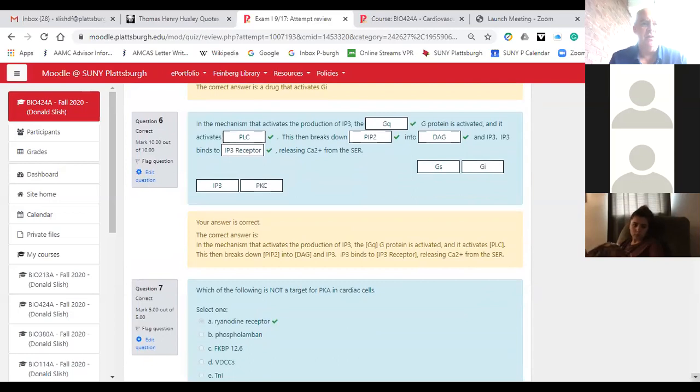Question 6. In the mechanism that activates the production of IP3, Gq is the G protein activated, and it activates phospholipase C. This then breaks down PIP2 into diacylglycerol and IP3, which binds to the IP3 receptor, releasing calcium from the smooth endoplasmic reticulum.